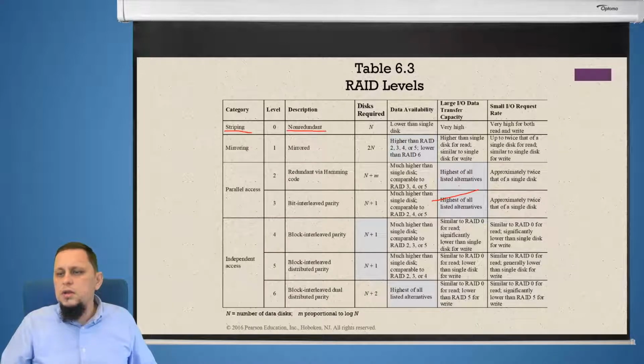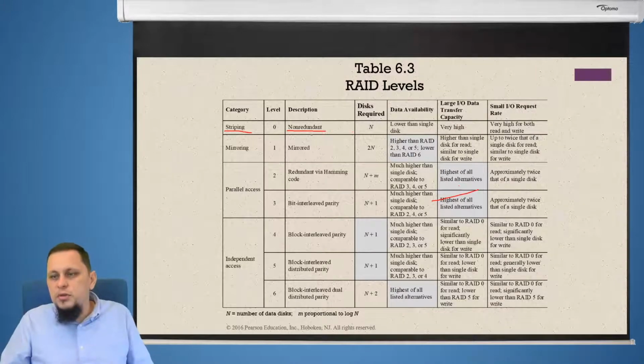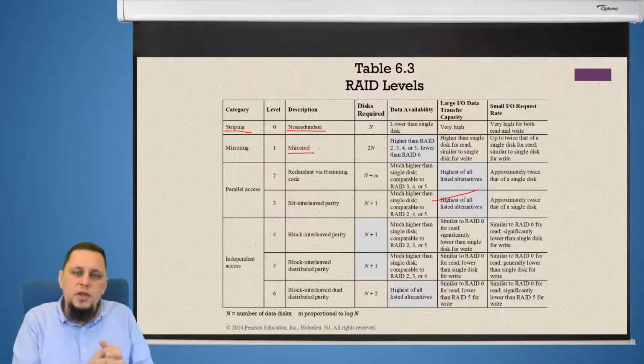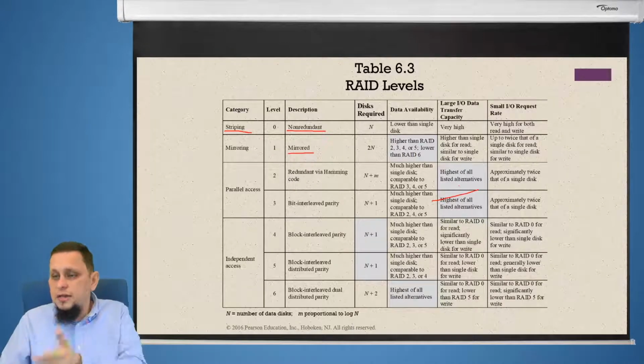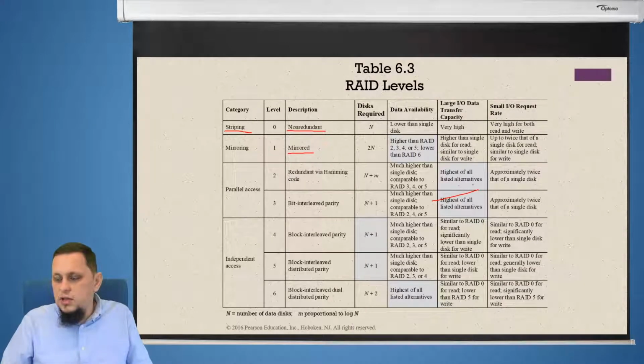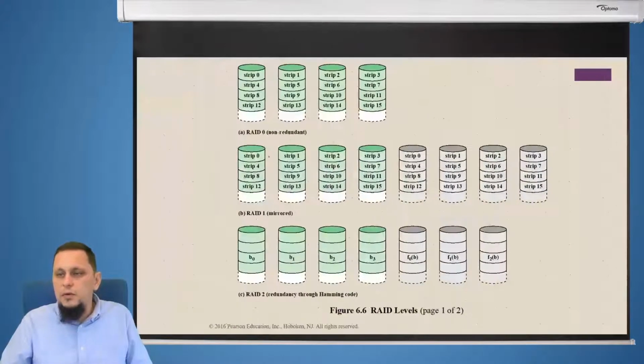In this case, there is no redundancy, and you have high capacity. This is the first option, where you have 10 disks and 10 terabytes of space. Number two is mirrored, which is what we mentioned just now: if you have 5 terabytes for the data, then you have 5 terabytes for the backup. We're going to discuss this in a minute, but this is just a comparison table for the different levels.